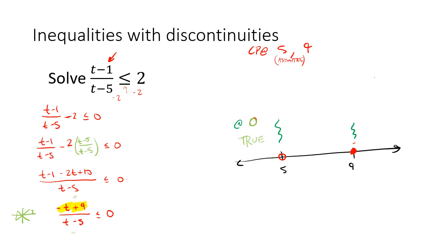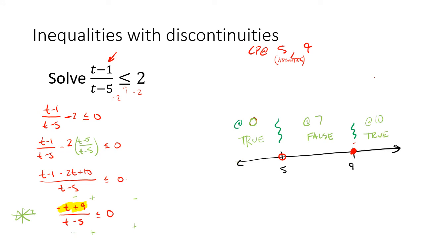Then between 5 and 9, so maybe like 7. If we plug in 7, we're going to have a positive number on the top and a positive number on the bottom. That's going to be positive, which is greater than 0, so that makes this false. And then lastly we'll pick a number greater than 9, so like 10. If we look at 10, the top would be negative, the bottom would be positive. Negative divided by a positive is a negative. That's going to give me a number that is less than 0, so that's true.